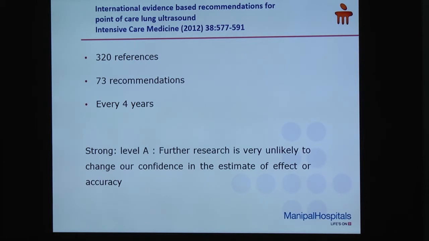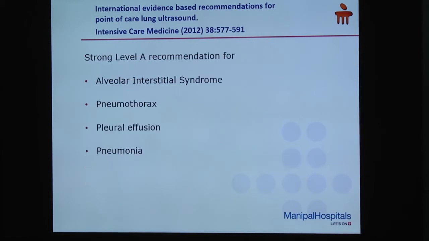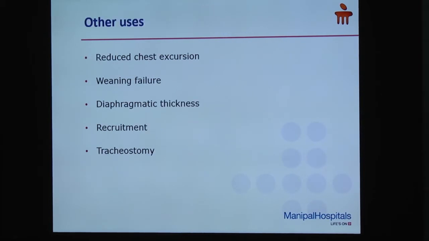And they graded their recommendations as A, B, C, D. A was the strongest recommendation. Basically, it meant that further research is very unlikely to change our confidence in the estimate of effect or accuracy. And they gave a strong level A recommendation for the following pathologies: alveolar interstitial syndrome, pneumothorax, pleural effusion, and pneumonia. It's not only for that.